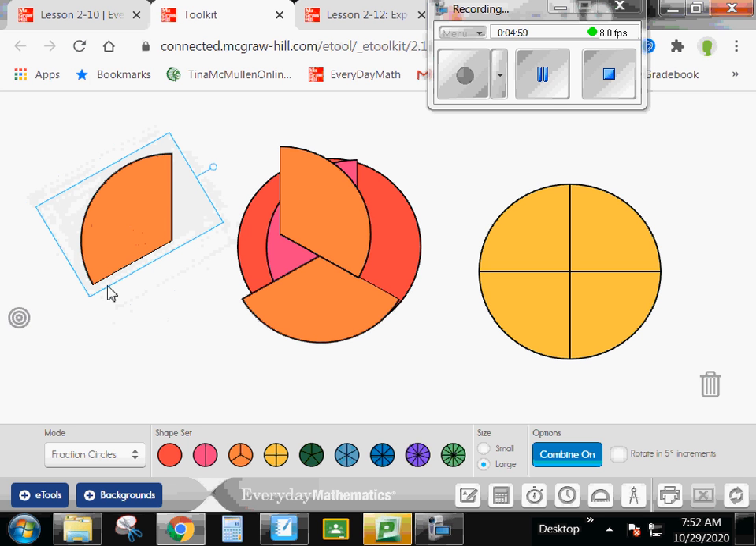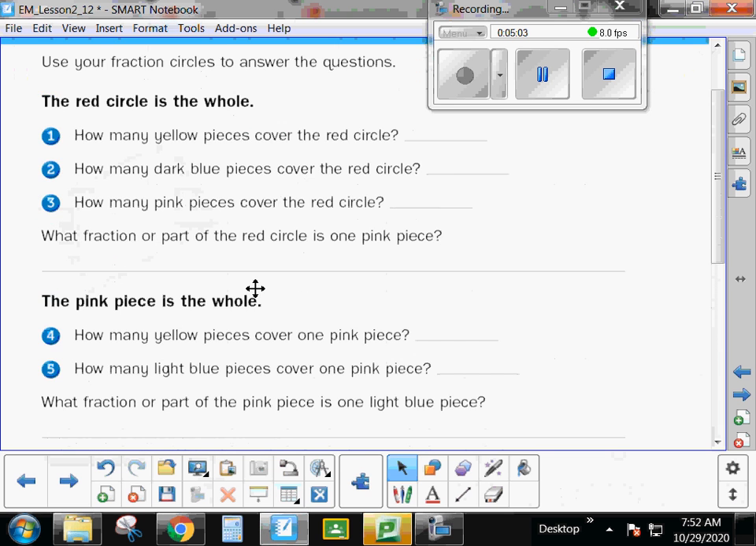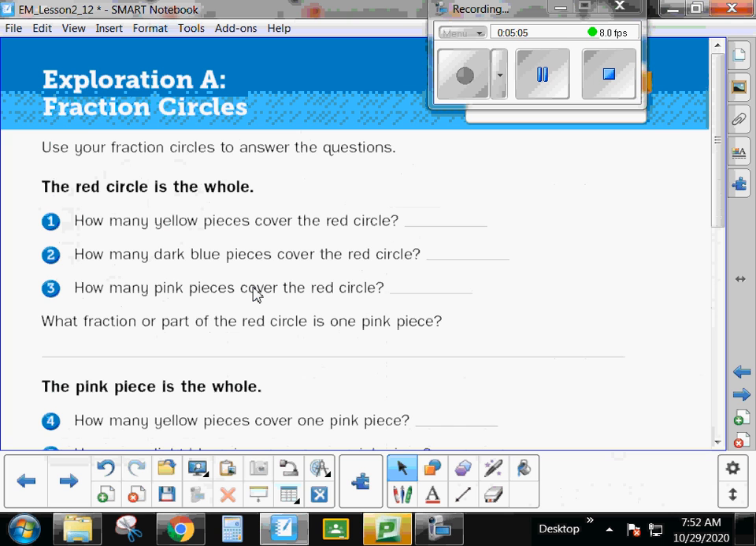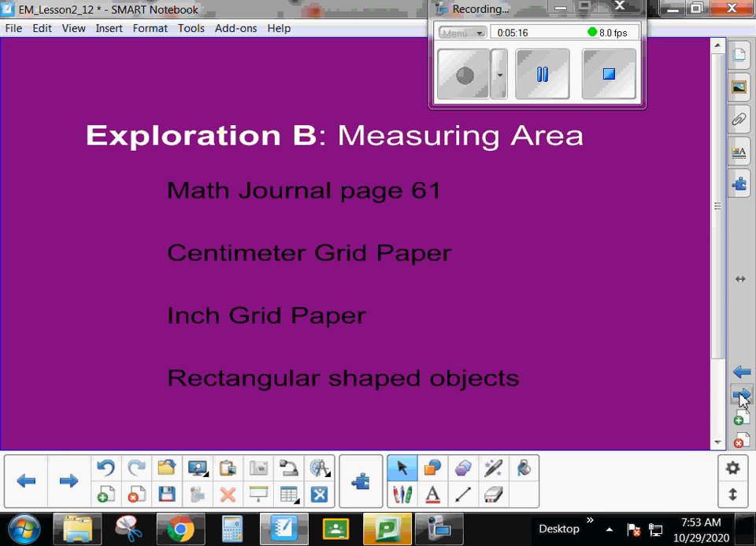Okay. All right, so I just want you to explore, just follow through your workbook page and use that online tool with your fraction circles. Here at school, we have little fraction pieces that you can use, but if you're doing this from home, those online tools will do the job. All right, so let's look at Exploration B.